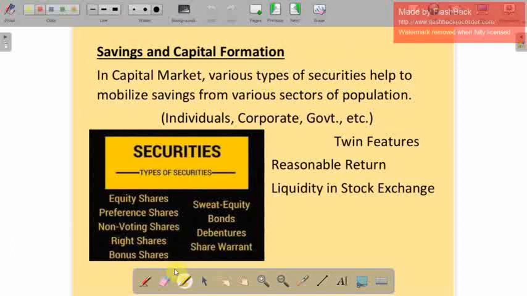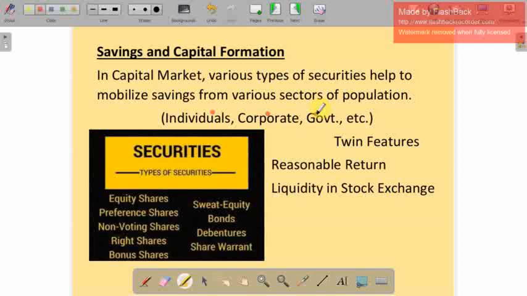In the capital market, there are various types of security like shares or debentures. Yesterday itself, we discussed this. Security means shares or debentures. So these are the various types of security. Through that, the capital market helps to mobilize savings from various sectors of the population. Population means individuals, corporates, government, etc. So the capital market allows collecting saving money from the investors, from the population, from the people.